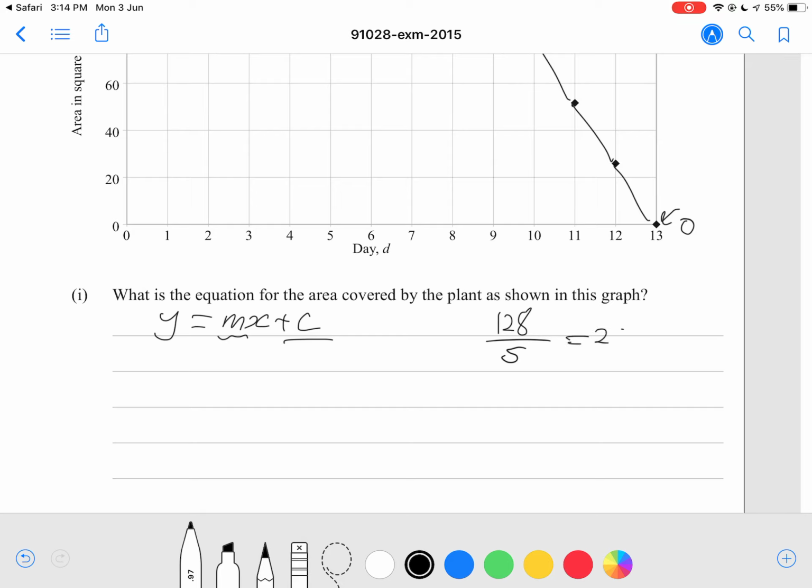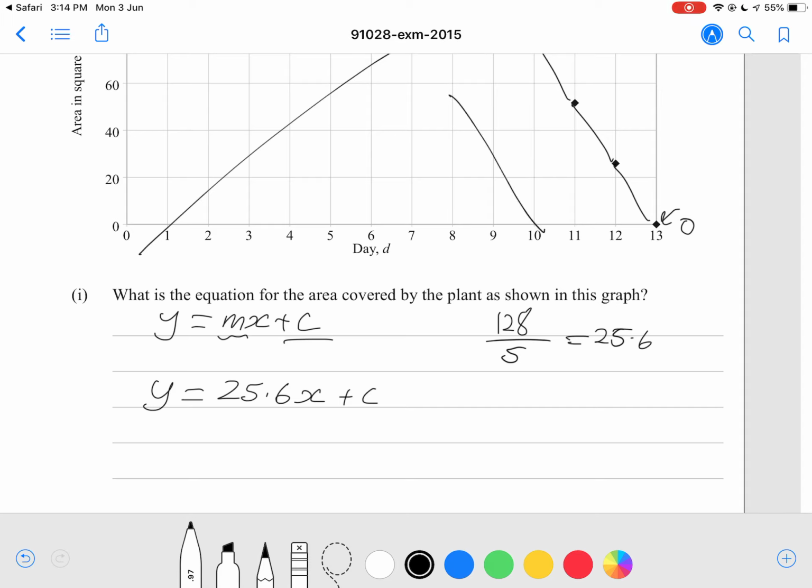And that will give us 25.6. So therefore, Hank and his friends, each day they will remove 25.6 meters squared of the plant, okay? So therefore, we can say y equals 25.6x plus c, okay? We're going to say it's negative 25.6 because the graph isn't increasing, it's decreasing.